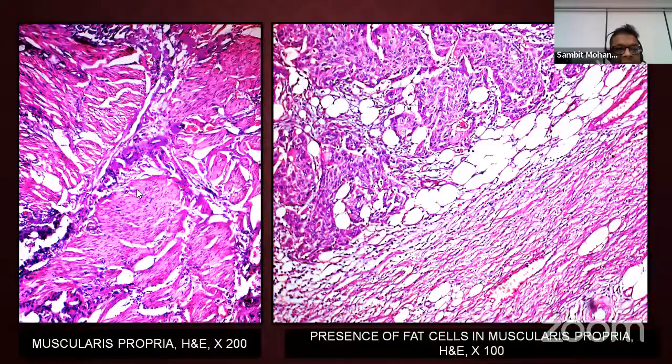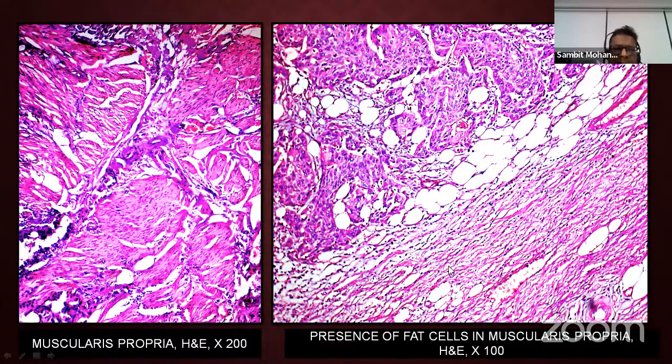Then this is the muscularis propria here, the thick bundles, and these are the tumor cells which are infiltrating. And if you come here, presence of fat cells in the muscularis propria is another indicator. When you see a lot of fat cells, sometimes in a TURBT you have a lot and lot of tumor, and the tumor has almost chewed off all the muscle of the bladder wall. So what you see are these high-grade cells and a lot of fat.